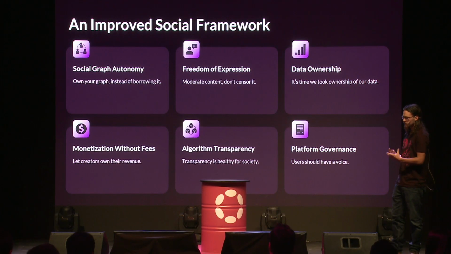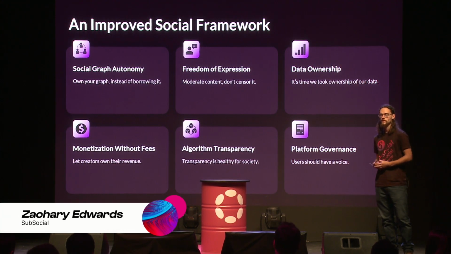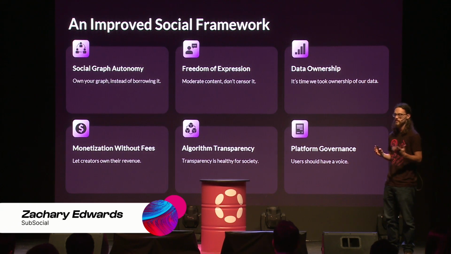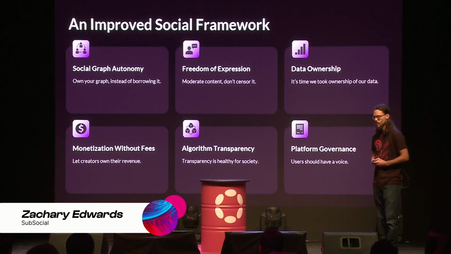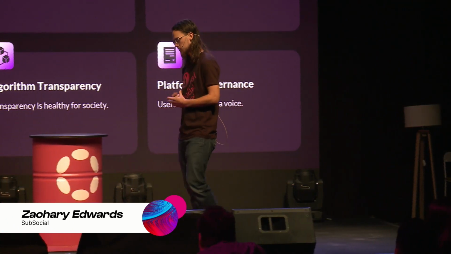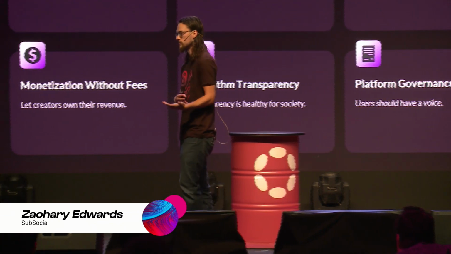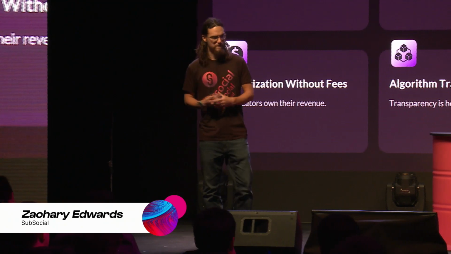So with social graph autonomy, where you actually own your social graph, if one network is doing something you don't like, you can just go to a different one, and it's no problem at all. Freedom of expression: people need to be able to say what's on their mind and not be censored. Obviously, we'll still have content moderation so that you can curate things and remove illegal content and that sort of thing, but this is different than censoring.